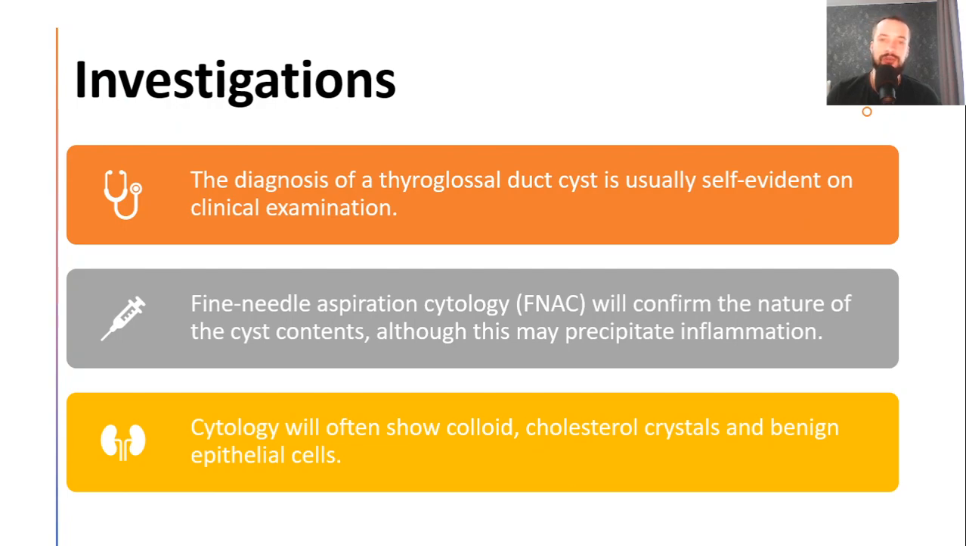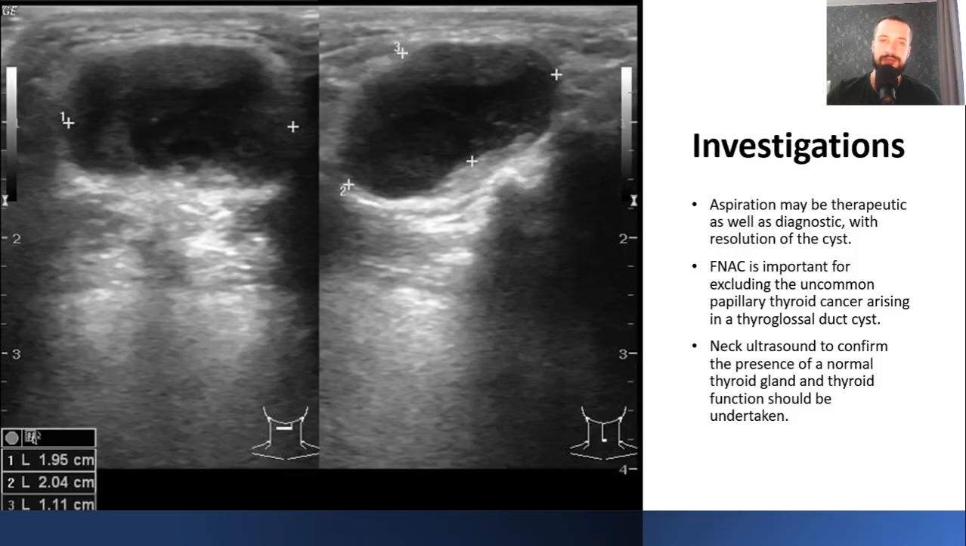Fine needle aspiration cytology will confirm the nature of the cyst contents, although this may precipitate inflammation. Cytology will often show colloid, cholesterol crystals and benign epithelial cells. Aspiration may be therapeutic as well as diagnostic, with resolution of the cyst. FNAC is important for excluding the uncommon papillary thyroid cancer arising in a thyroglossal duct cyst. Neck ultrasound to confirm the presence of a normal thyroid gland and thyroid function tests should be undertaken.